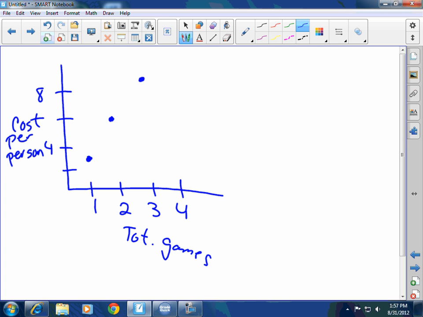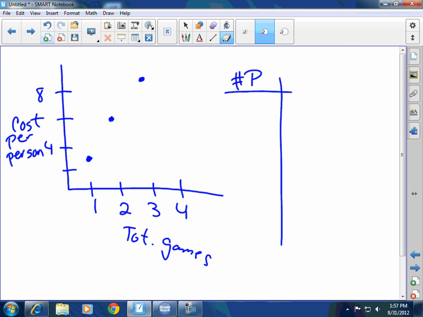So let's figure out what's happening here. Make a little table. Number of people and the cost. Oh, sorry. Let's do a processing column.